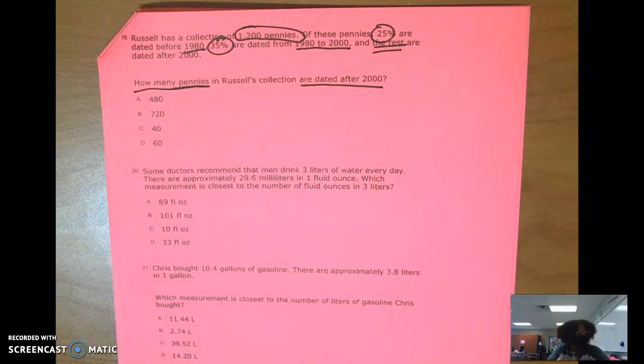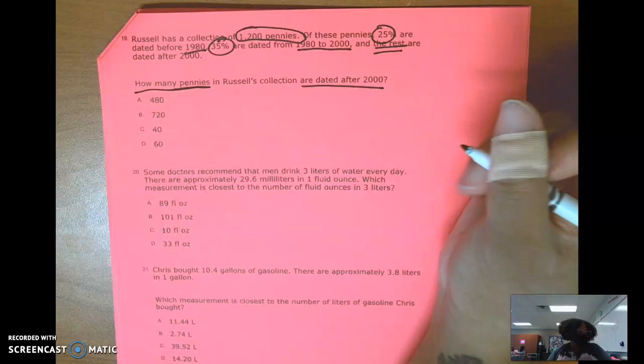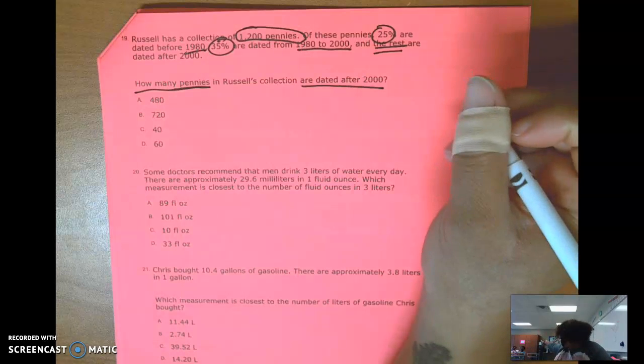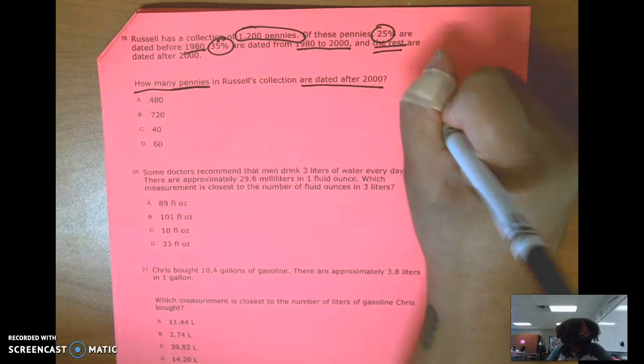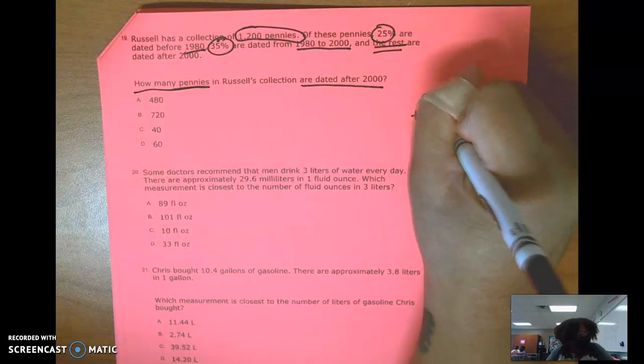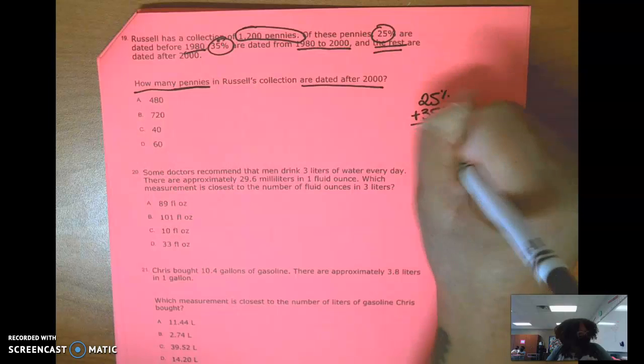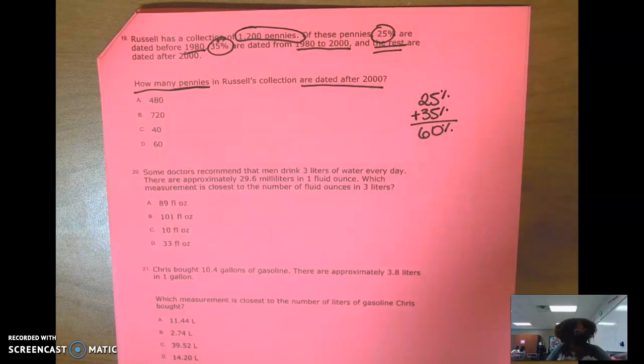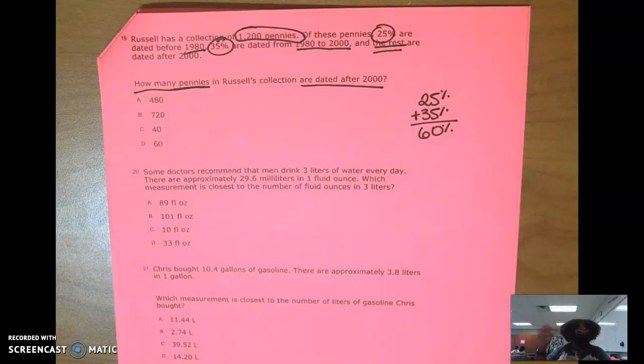Add what? The what? The percents. 25 plus 35. Cool. 60% are between before 1980 and 2000. I want to know about the ones after 2000. So now what? Is it 60%? No. So what's the other percent? 40. What'd you do? Added.